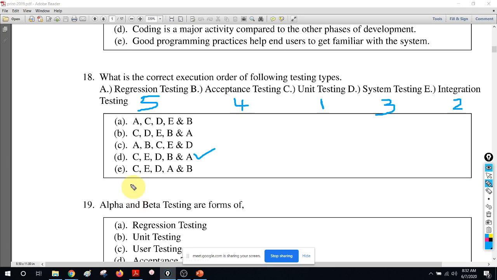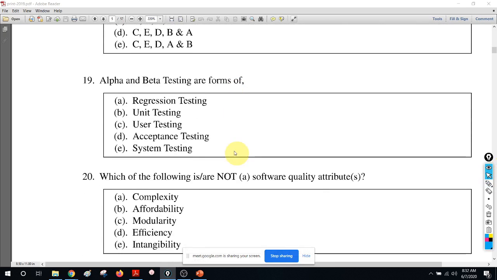Now I'm double checking the answer. 18. The answer is D. Yes, correct. So remember, regression testing is done when we are making changes, right? Just to check the overall health, right? So the answer is D. Now let's move on to 19.